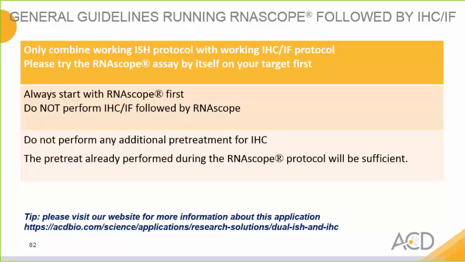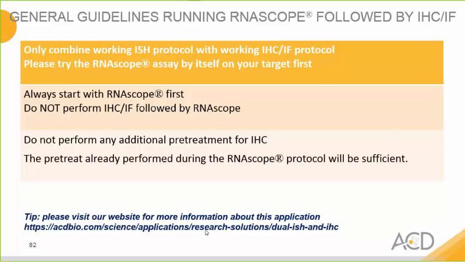So here are some general guidelines for running RNAscope followed by IHC or IF: only combine a working ISH protocol with a working IHC or immunofluorescence protocol. So please try the RNAscope assay by itself on your target first. Then always start with RNAscope first, and do not perform IHC followed by RNAscope. And the other thing is you don't need to perform any additional pretreatment for IHC. The pretreatment already performed during the RNAscope protocol will be sufficient. So again, please visit our website for information about this application.